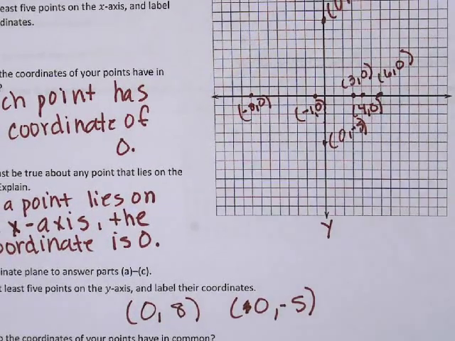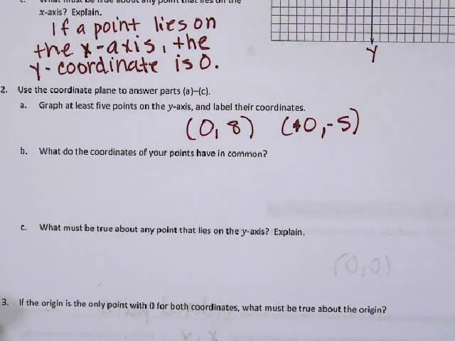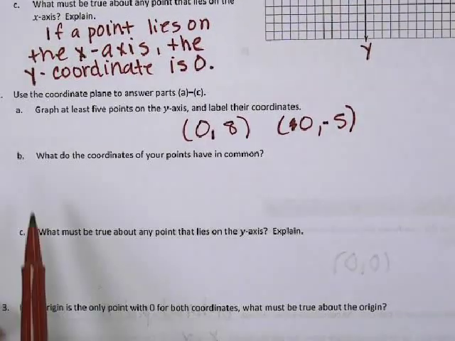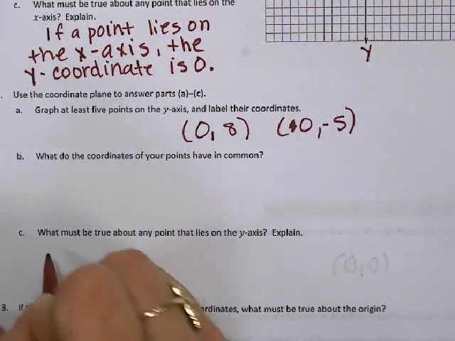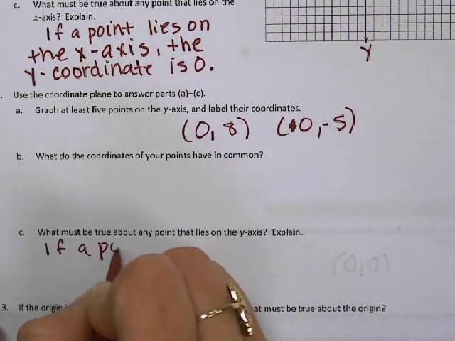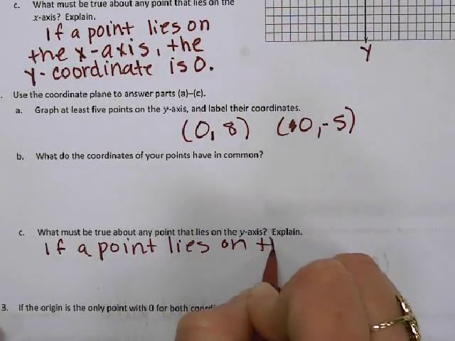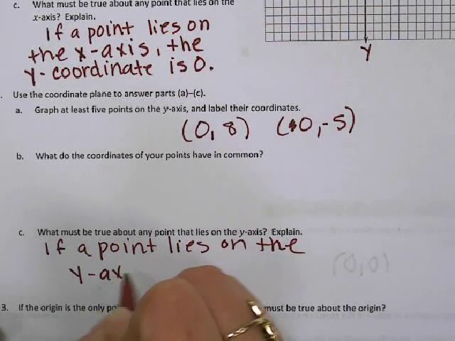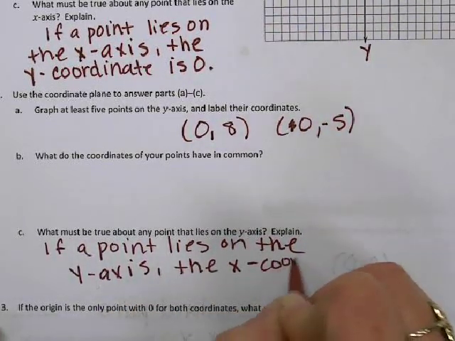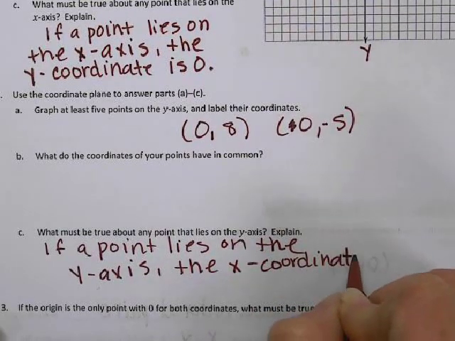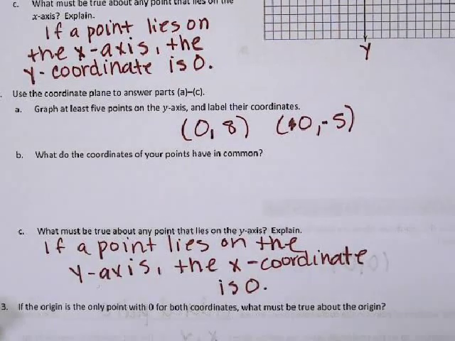So in letter C, it says what must be true about any point that lies on the y-axis. We already know that what our points have in common is that our x-coordinate is 0. So if a point lies on the y-axis, the x-coordinate is 0. And I know we didn't answer that middle problem, so it's okay if that one's blank.